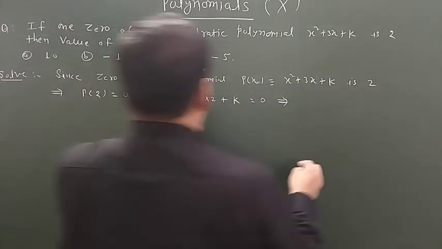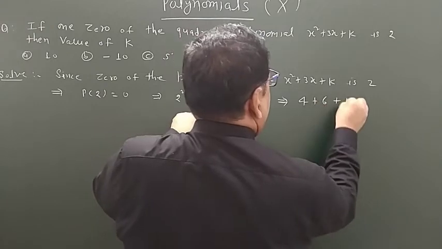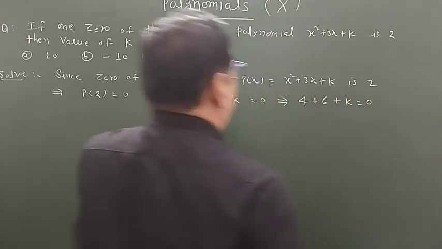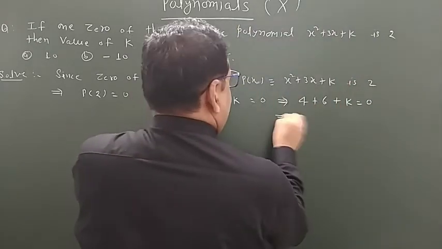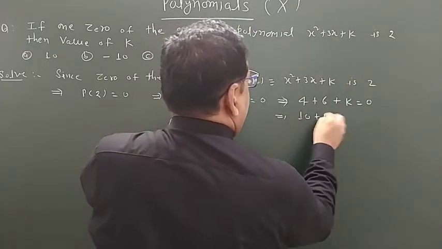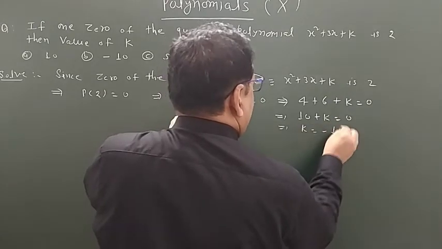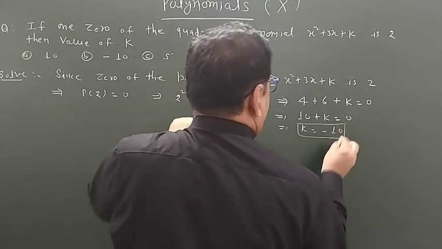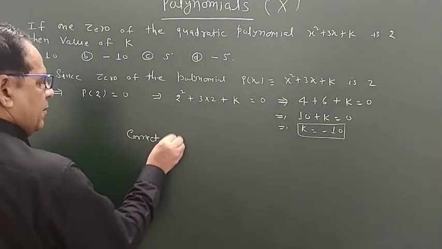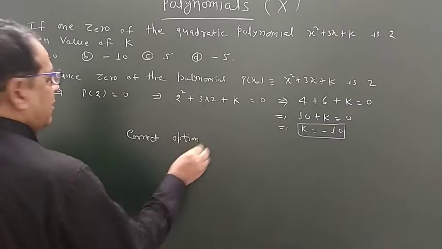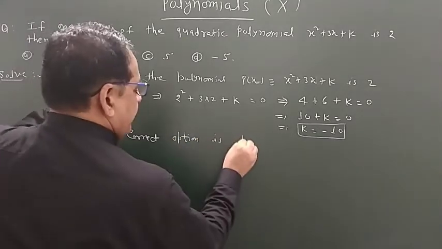This implies that 4 plus 6 plus k equal to 0. This implies that 10 plus k equal to 0. So k equal to minus 10. So this is the correct answer. So correct option is B.